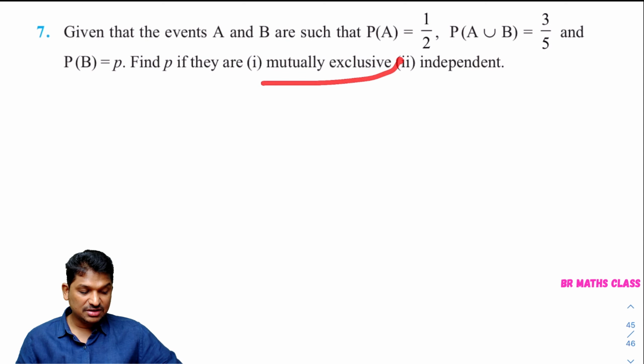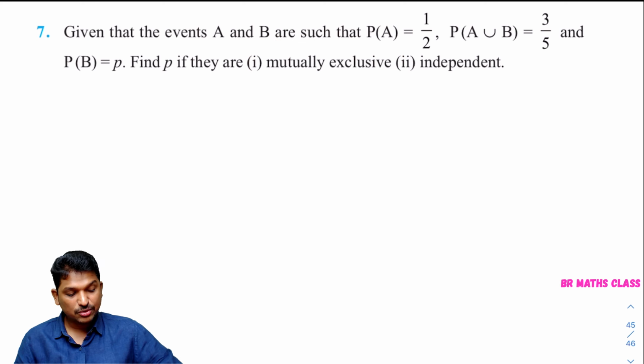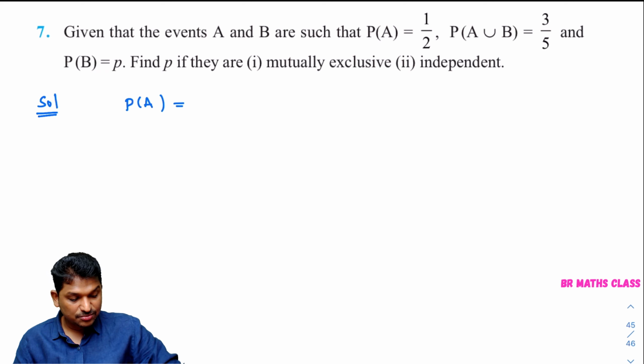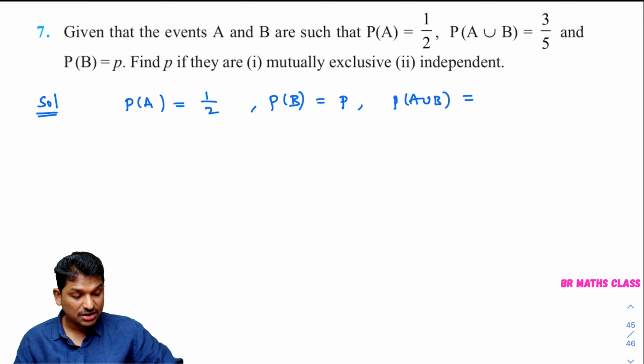We learned about mutually exclusive events in class 11 probability. However, I'll just quickly recall. Before that, I want to write what is the given data. They gave probability of A. What is probability of A? 1 by 2. Okay. Probability of B. What is probability of B? That is P. Probability of A union B they gave. Probability of A union B is 3 by 5.